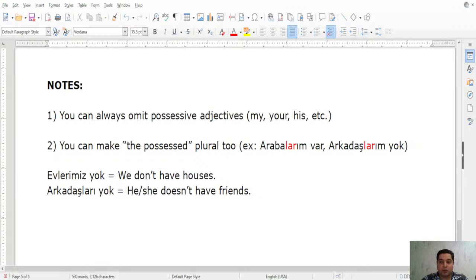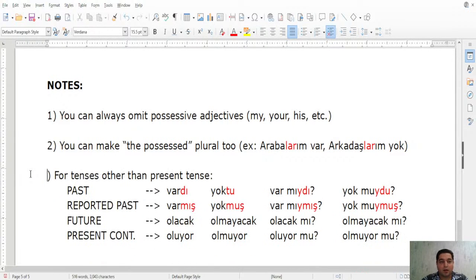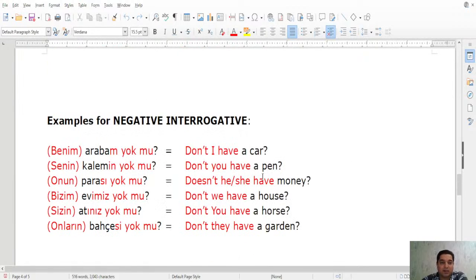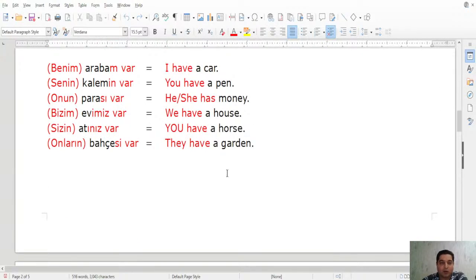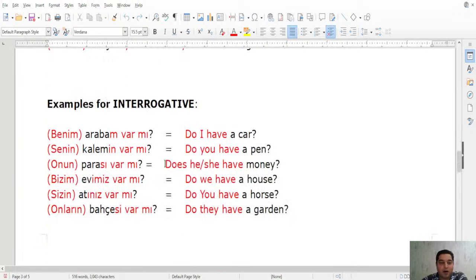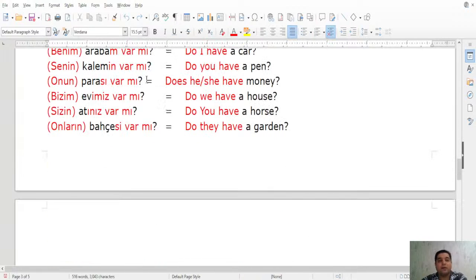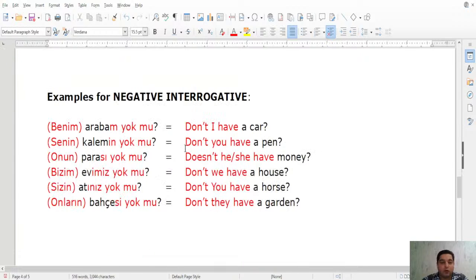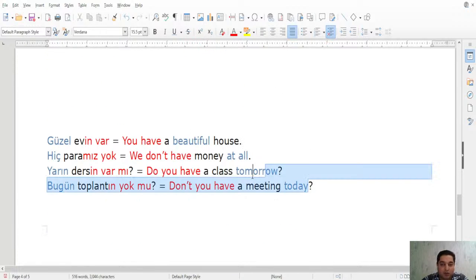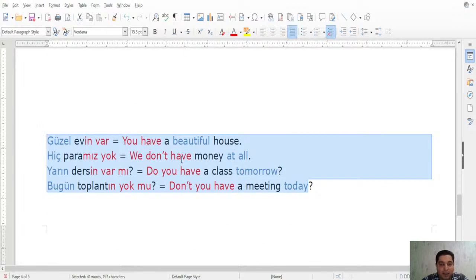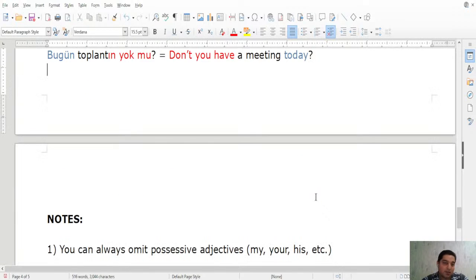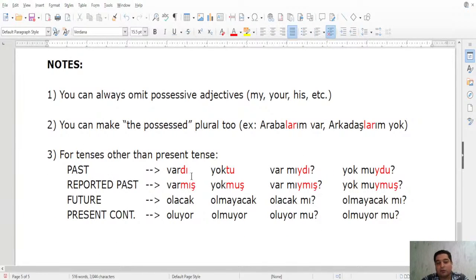And the last note, which is a very important note by the way, is that whatever you see above was for the present tense. So all these examples, negative, interrogative, all things here that you have var, yok, var mı, yok mu, all of them are for the present tense. This is also for present tense. You have, we don't have, do you have, don't you have. It's all present tense. For all other tenses, you have to adjust accordingly.